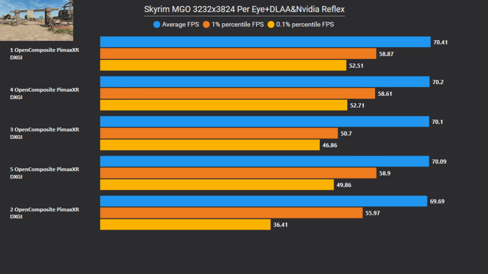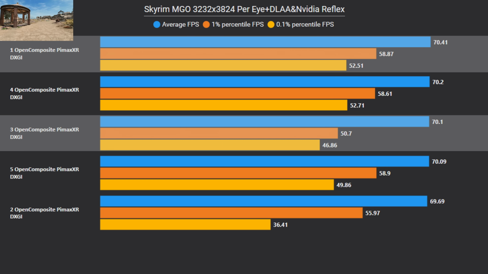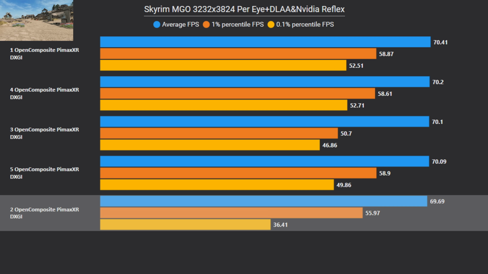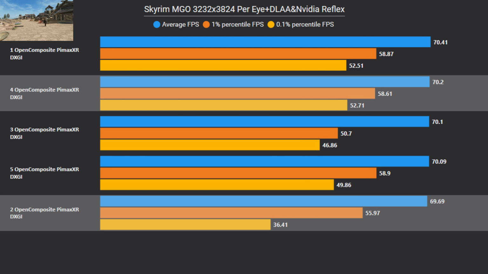If you look at the chart, you'll notice right now I only have 5 runs of PimaxXR. That's because I first want to talk about how OpenComposite behaved with it, because here it was very inconsistent. The average FPS stayed around the same, and the 1% low varied by only around 5% for the most part, except for one run where the best one did around 16% better than the worst. But the 0.1% lows are all over the place. The worst run was 36.41 FPS, while the best was 52.71 FPS, which is a 44.8% increase.